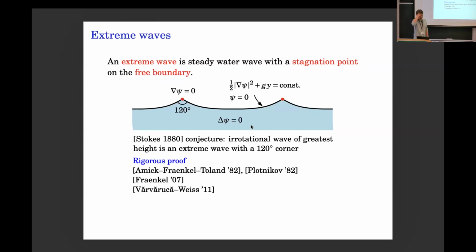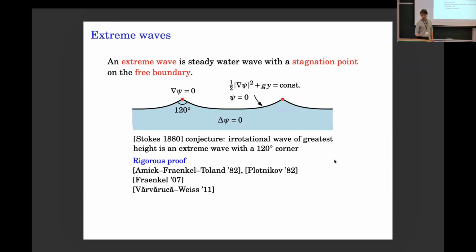What is remarkable is that it took about 100 years to rigorously justify this conjecture. This is the big result by Amick, Fraenkel and Toland, and at the same time by Plotnikov. That's the first rigorous proof of this Stokes conjecture, and it was later generalized in various contexts. There's also a nice result by Varvaruca and Weiss, which I will refer to later, which gives a more geometric analysis flavored proof. So that's the extreme wave in the context of surface waves when there's no vorticity.